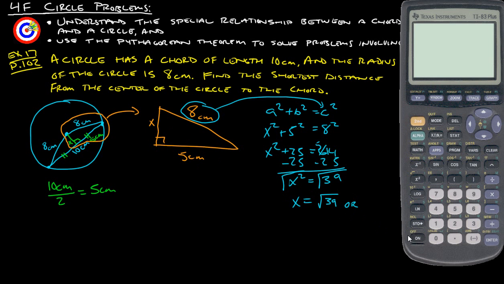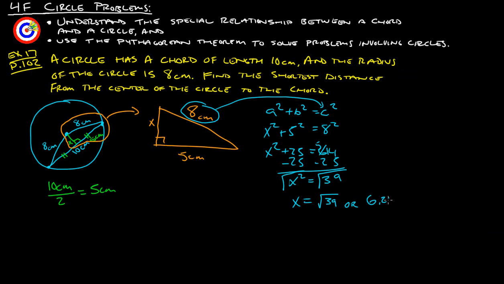Or we can calculate it out and see what the square root of 39 equals. Square root of 39 gives us 6.2, let's go with 6.24, and these are both centimeters. Alright, so the shortest distance from the center of the circle to the chord is, let's go with 6.24 centimeters.